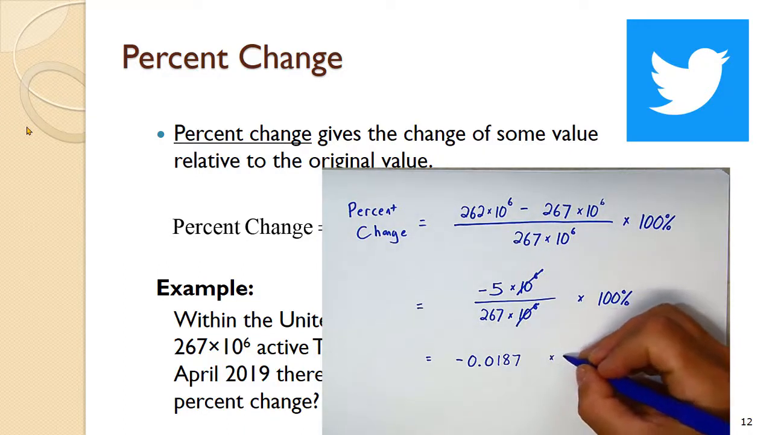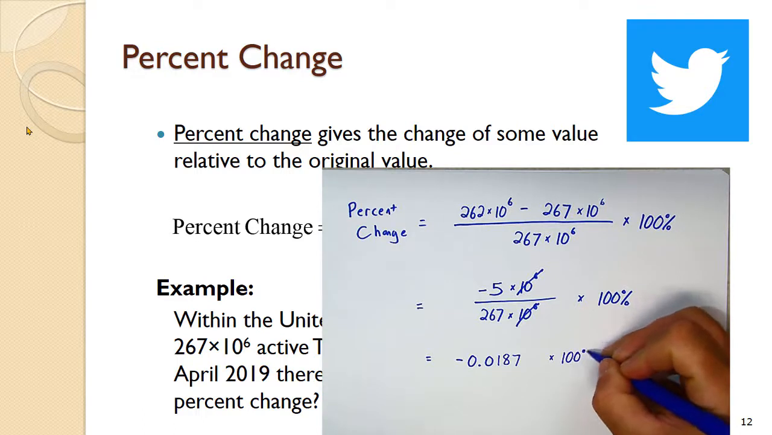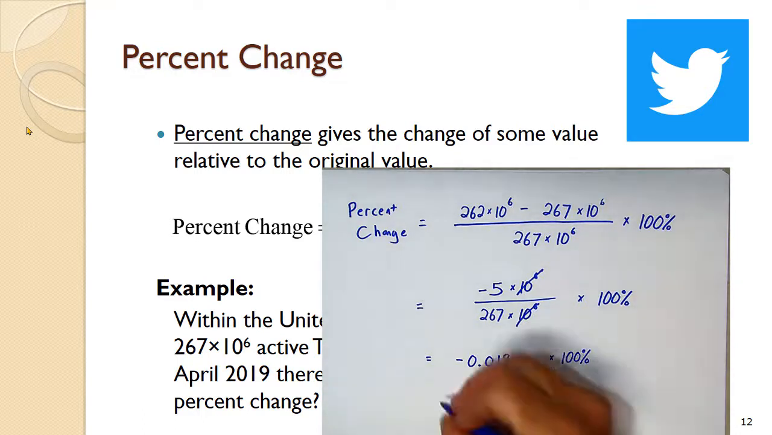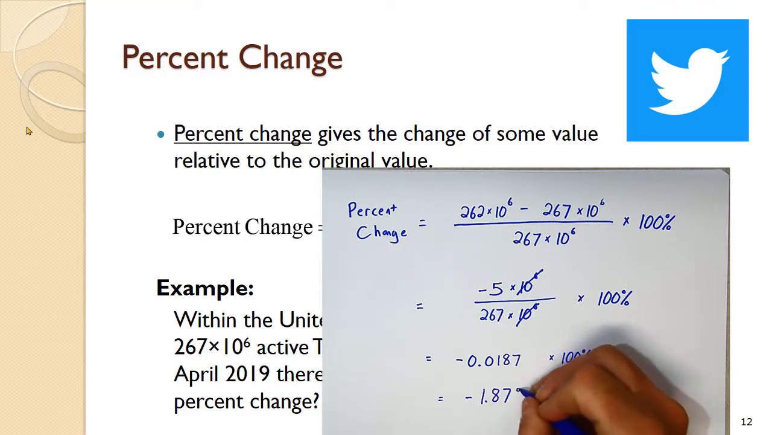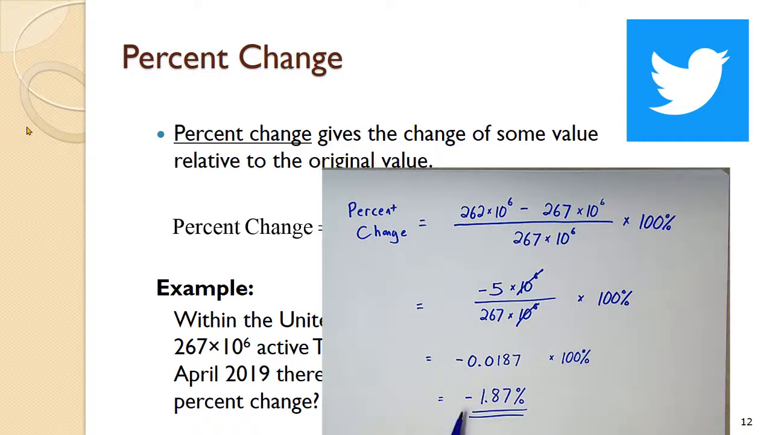0.0187, and again that's a decimal, so that needs to be turned into a percent, and if we do that we get negative 1.87%. The negative sign is important there because the negative sign tells you that it's decreasing. A positive value would mean that Twitter usage had gone up. Now let's solve that one more time, but let's take a slightly different approach.